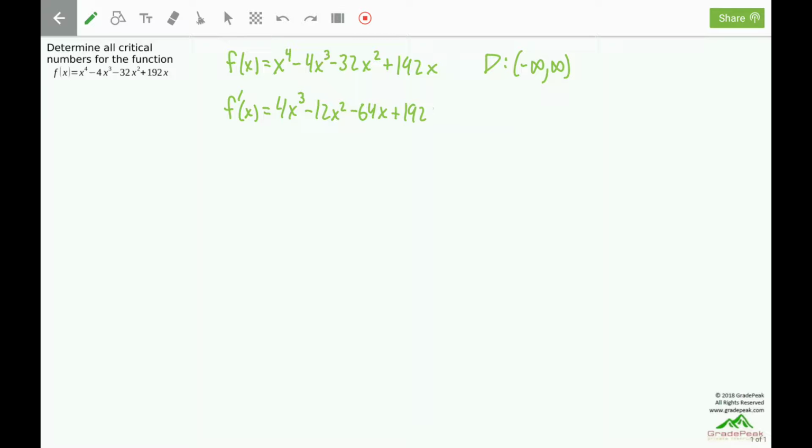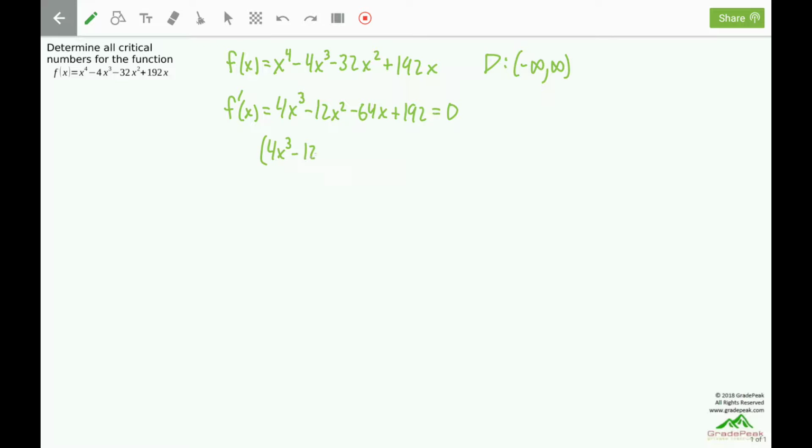We now set the numerator equal to 0 and the denominator, if there is one, also equal to 0, and solve for all x's. This is a 4-term cubic. We can attempt to factor this by group factoring.